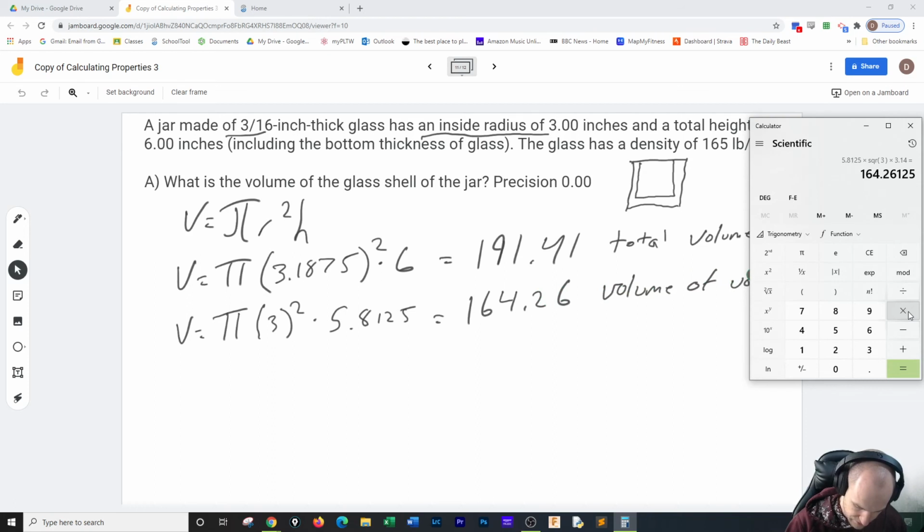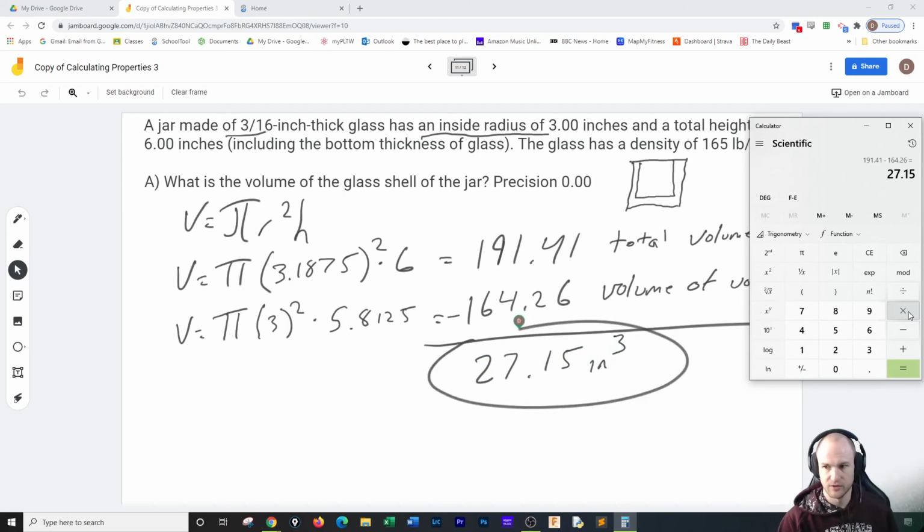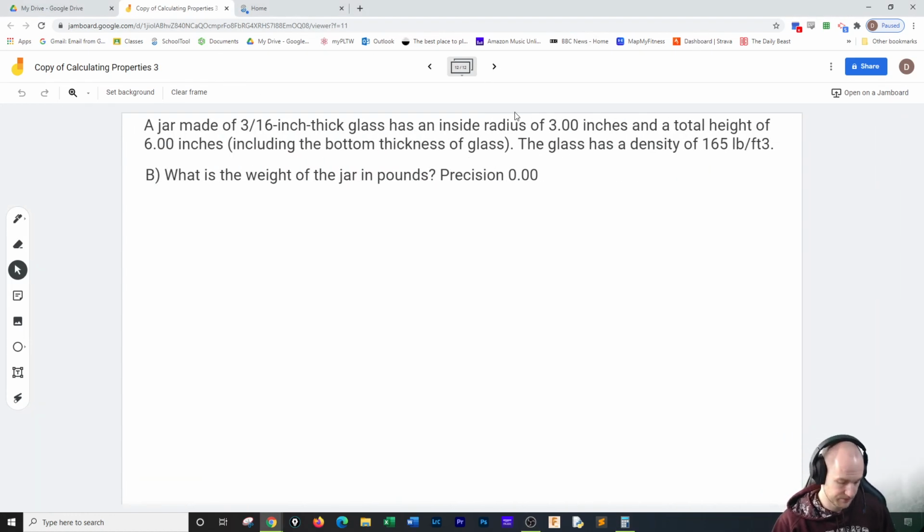I'm going to subtract these two values, so 191.41 minus 164.26. I'm going to get an answer of 27.15 inches cubed. That is my volume of the glass. All right, and let's move on to the last question.